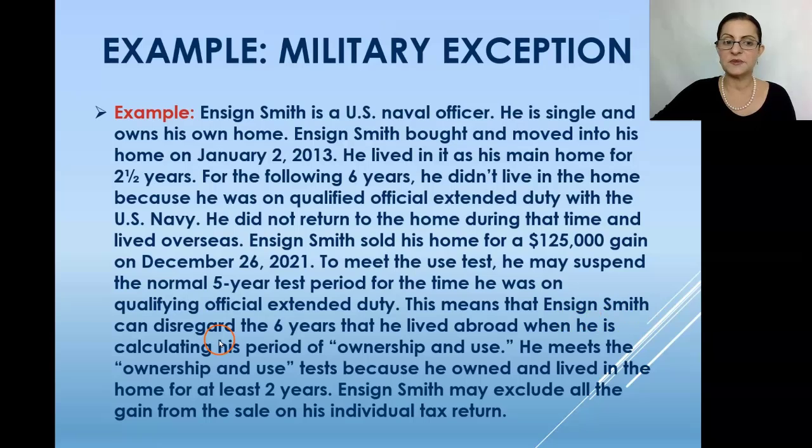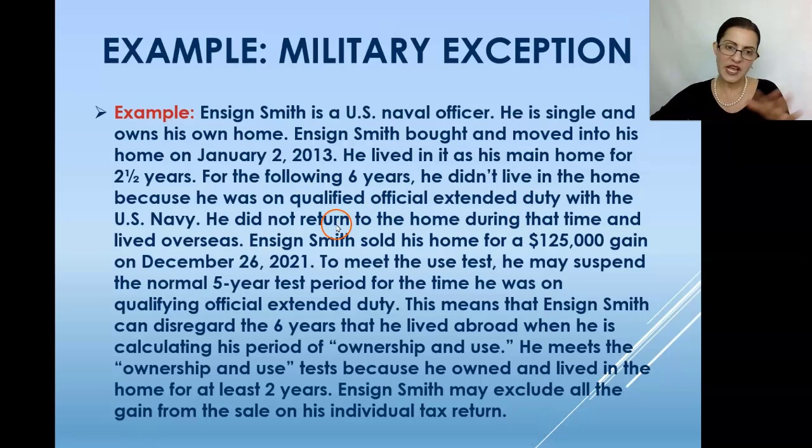This means that Ensign Smith can disregard the 6 years that he lived abroad when he is calculating his period of ownership and use. He meets the ownership and use test because he owned and lived in the home at least 2 years in the last 10 years. Ensign Smith may exclude all the gain from the sale on his individual tax return.